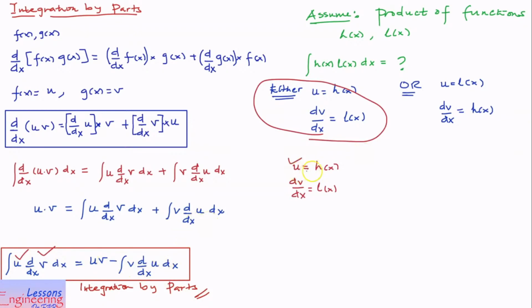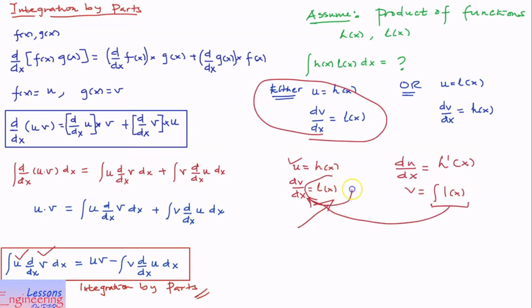Let us do that. If u is h of x here, then du by dx is the first derivative of that function. And if dv by dx is L of x, then v should be the integral of L of x. So we're looking at finding a function or an expression that, when you differentiate it, will give you that L of x.